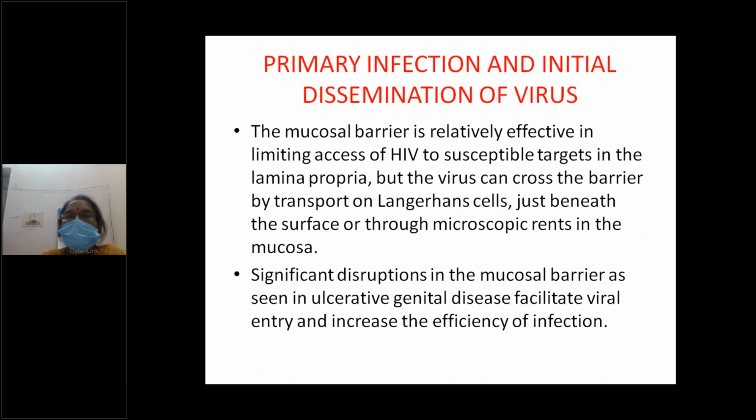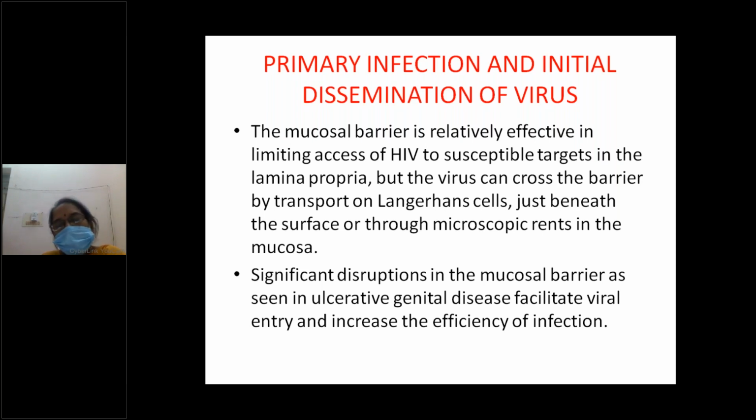Primary infection and initial dissemination of virus. The mucosal barrier is relatively effective in limiting the access of HIV to the susceptible targets in the lamina propria, but the virus can cross the barrier by transport on Langerhans cells just beneath the surface or through microscopic rents in the mucosa. Significant disruptions in the mucosal barrier, as seen in ulcerative genital disease, facilitate viral entry and increase the efficiency of infection.